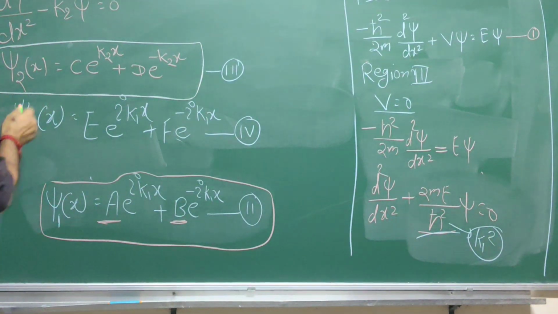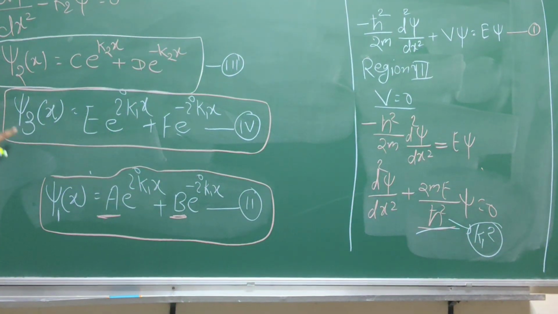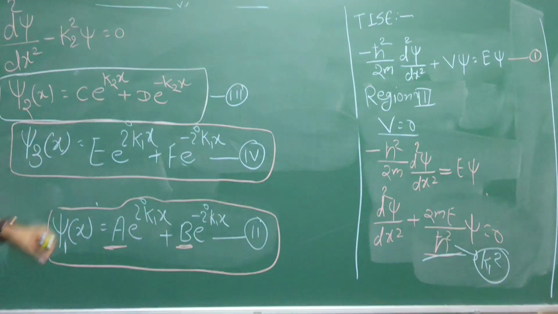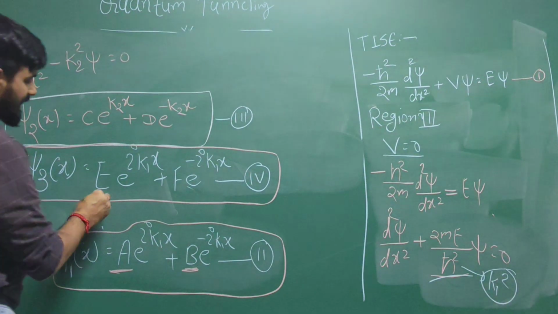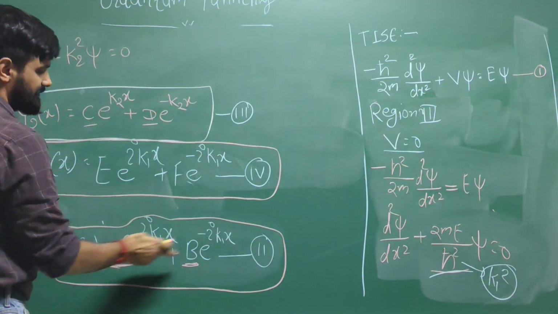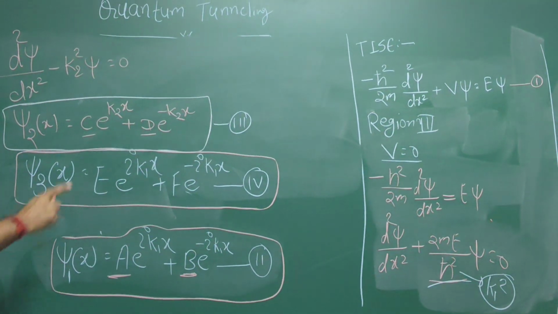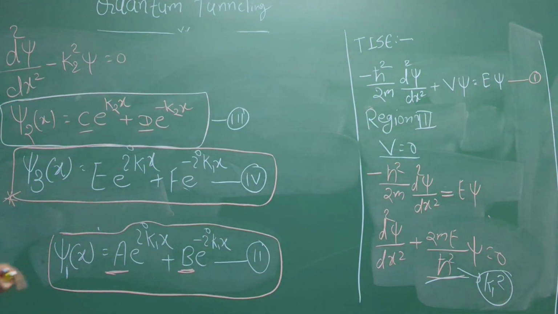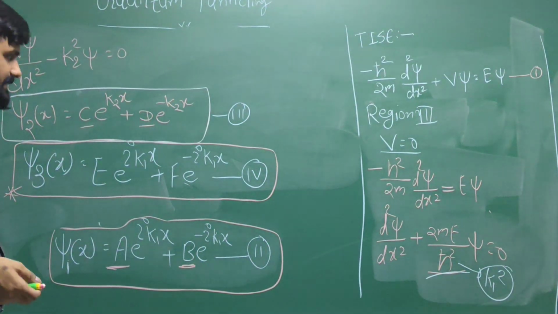So till now we are able to derive psi 1, psi 2 and psi 3 in all three regions for the finite potential barrier. Now the next question is how can we calculate the constants A, B, C, D, E and F. First I'll start with psi 3, because it's very important and we can eliminate one constant there, and then we'll talk about A, B, C and D.